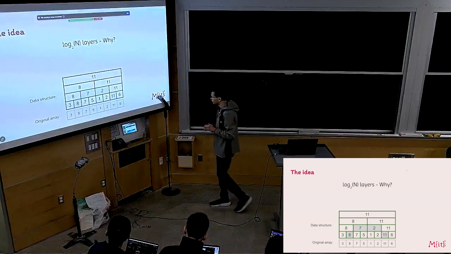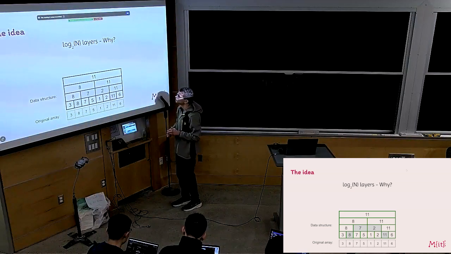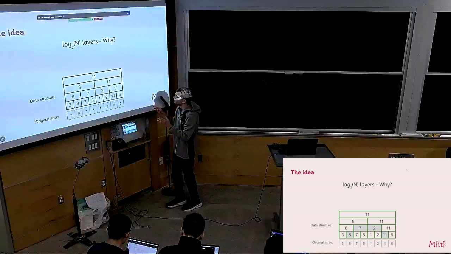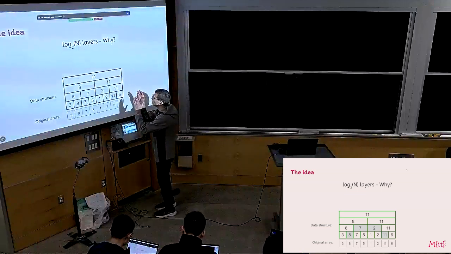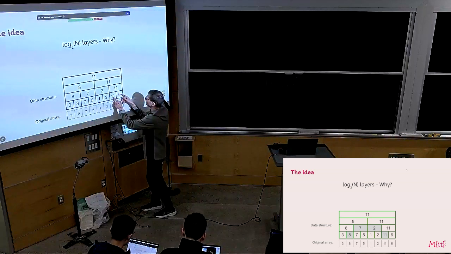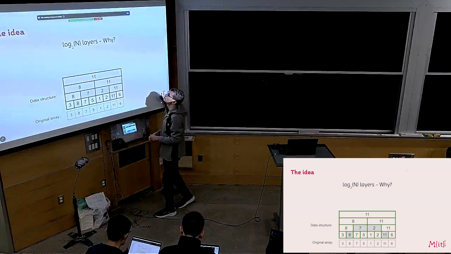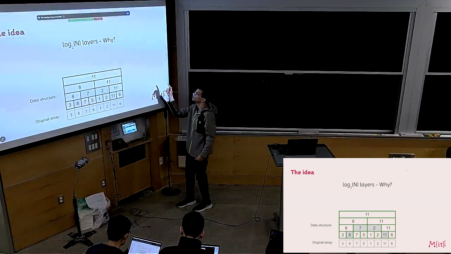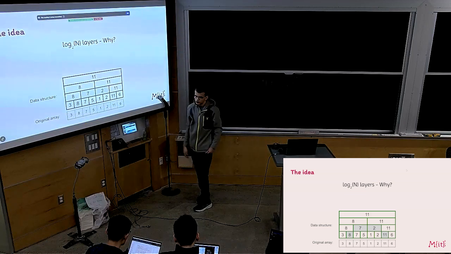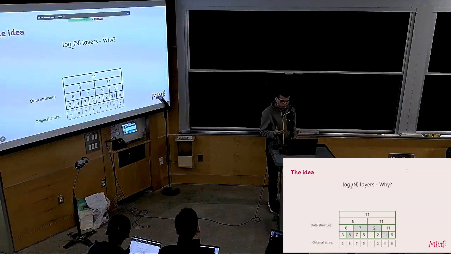Now, the other thing to think about is how many layers will we have? On each layer, we halve the number of blocks, because we are always taking 2 adjacent values and merging them into one block. So in total, we will have log base 2 of n layers. That's pretty good because log n is a small number.